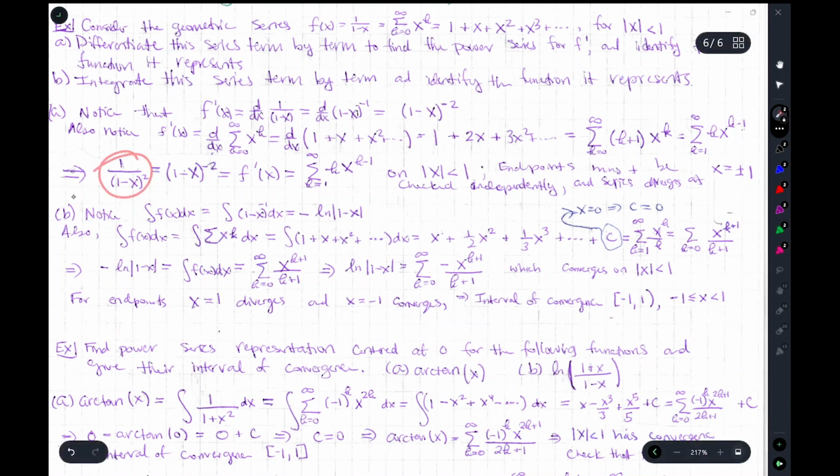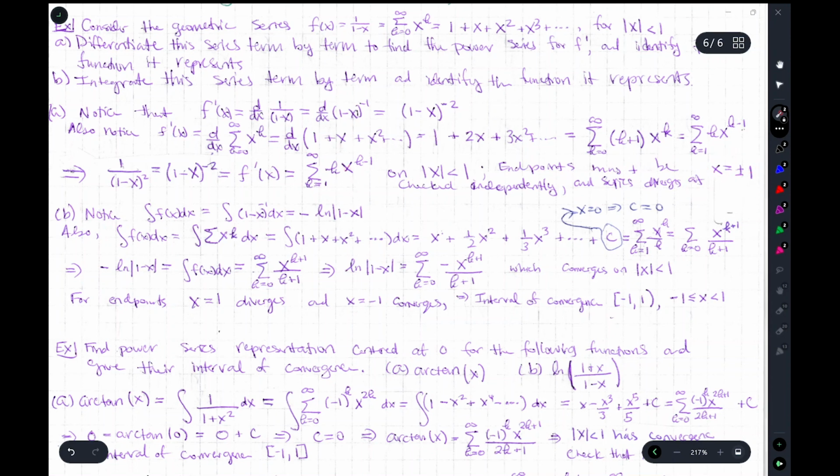All right. Well, then 1 over 1 minus x squared is equal to f prime, which is equal to that derivative that we just found on the interval of convergence. And we could check the endpoints, and the series diverges at x equal to plus or minus 1.